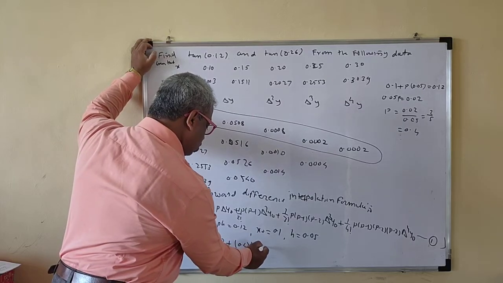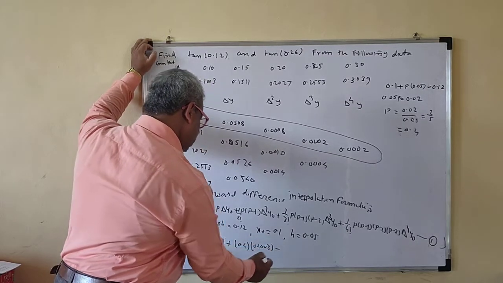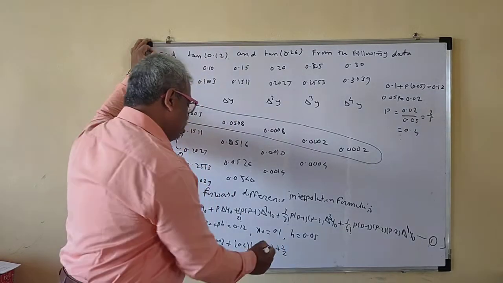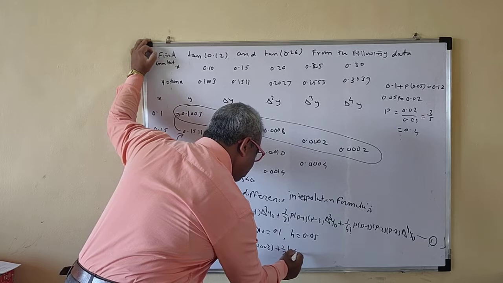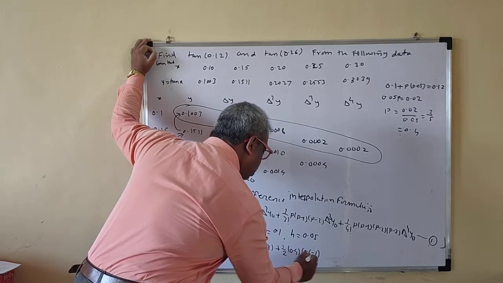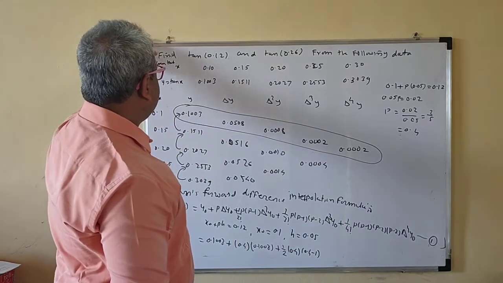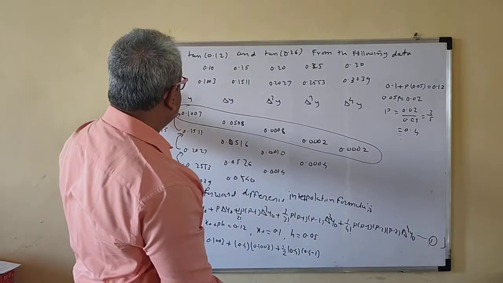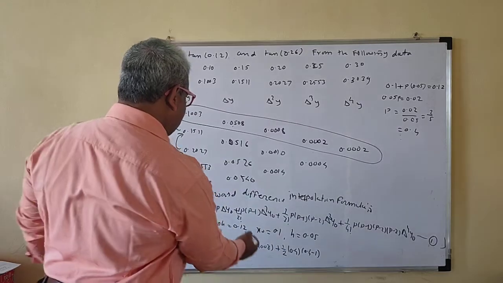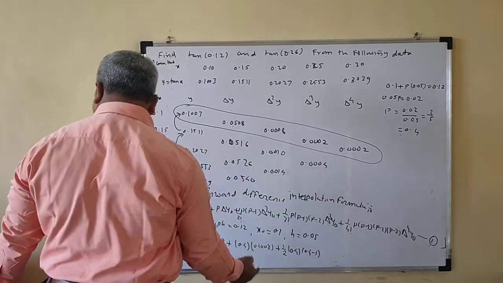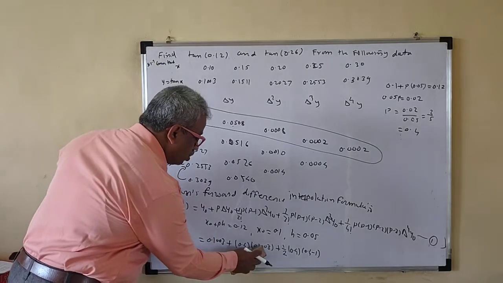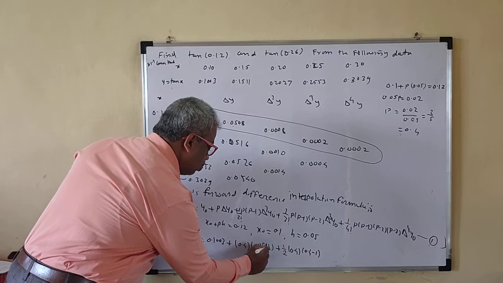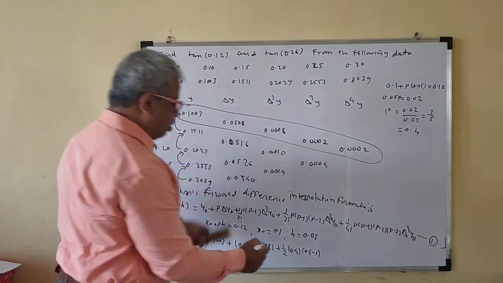1.1003 plus 1 upon 2 factorial, means 1 upon 2. I write in bracket 0.4, 0.4 minus 1. Del square y naught is this. Del of y naught is 0.508. This is not 0.103, this is 0.508.